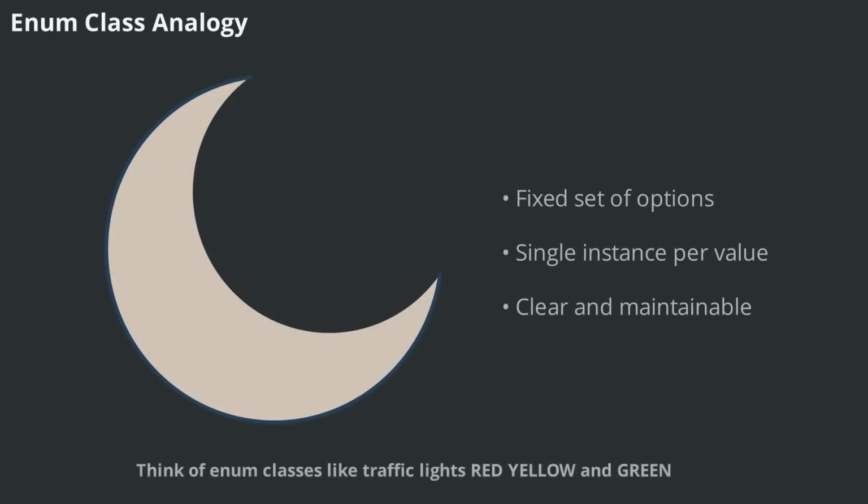Think of enum classes like traffic lights: red, yellow, and green. There will never be a fourth traffic light color in standard rules. Enum classes are ideal for representing a closed set of options, making your code clear and easy to maintain.